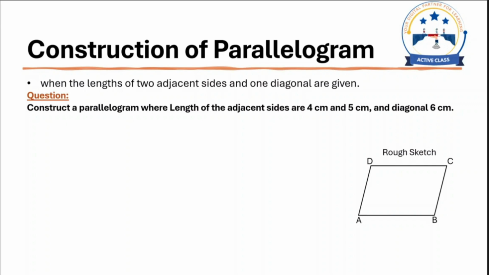Also, we are given a diagonal, so let me make a diagonal too. We are given the adjacent sides, so let's label the sides. I consider AB 5 centimeters and AD 4 centimeters. Also, the diagonal BD is 6 centimeters.